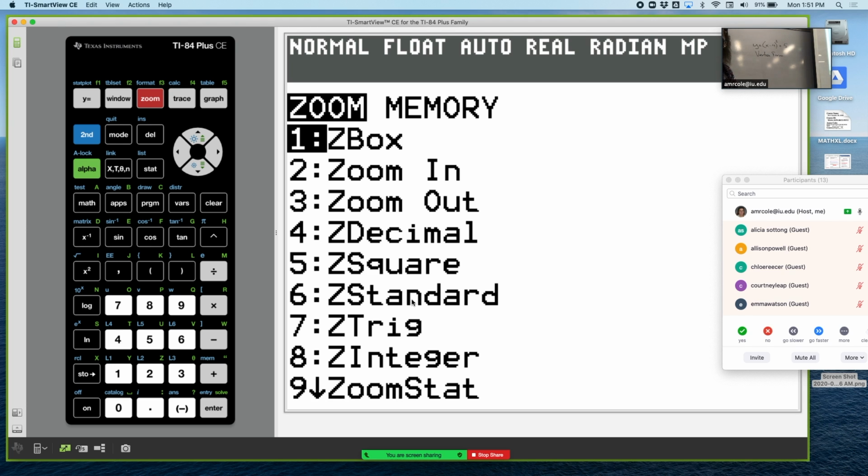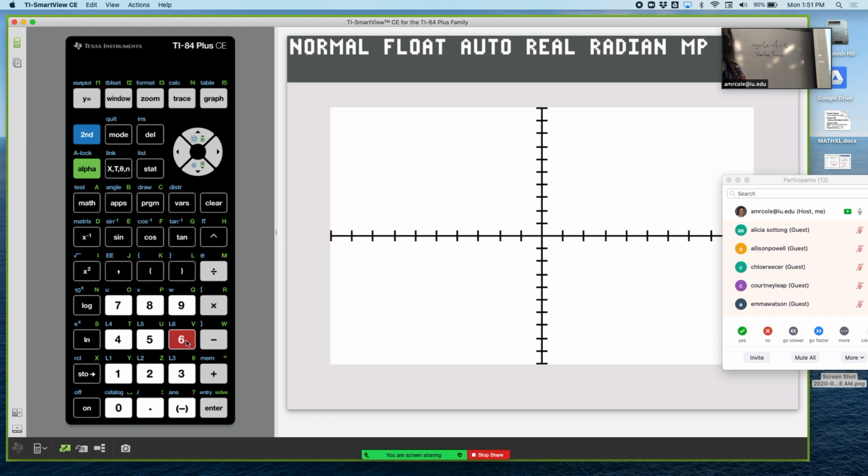So zoom standard means it's going to put the calculator in a standard window: negative 10 to 10 on the x-axis left to right, and negative 10 to 10 on the y-axis. So I'm going to zoom 6. It put me in a standard window. And from that, can we tell it's a U shape? It's a parabola. It's a quadratic.